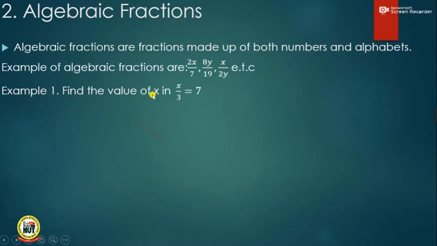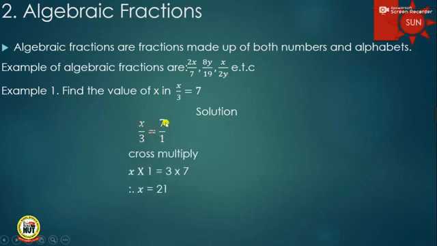Find the value of x in x all over 3 is equal to 7. Now what we'll do is that we have x all over 3 is equal to 7. Now let's divide this 7 by 1. That becomes 7 all over 1. So that we have a fraction on the left hand side and a fraction on the right hand side. So when you have two fractions with an equality sign in the middle, all you need to do is just to cross multiply.